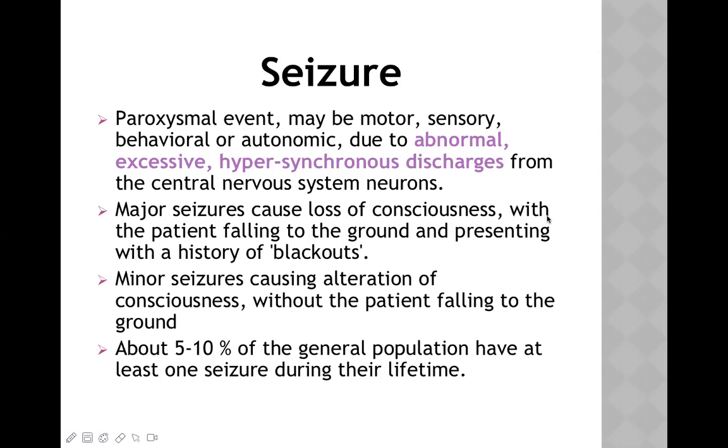Now, seizures are roughly divided into minor and major. Major seizures cause loss of consciousness, with the patient falling to the ground and presenting with a history of blackout. A major seizure like grand mal seizure is usually associated with loss of consciousness, the patient falls on the ground, and after that there is a certain period of coma or loss of consciousness. Whereas the minor seizure causes alteration of consciousness without the patient falling to the ground. So this is the slight difference between major and minor seizure.